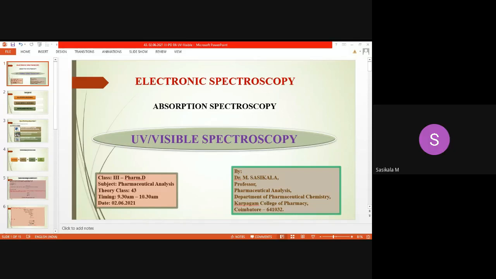Oxochromes when attached to chromophores increase the chromophore action, ma'am. UV visible absorption range is 200 to 800 nanometer, and there are two groups: chromophores and oxochromes. Chromophores are a conjugated system that absorb electromagnetic radiation, ma'am. They absorb UV radiation. Oxochromes are electron donating groups that extend conjugation.